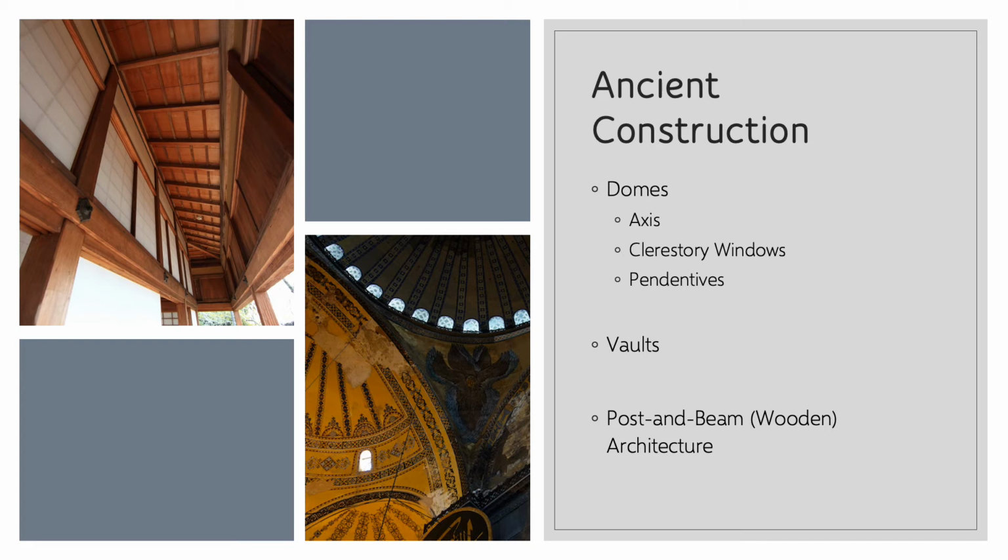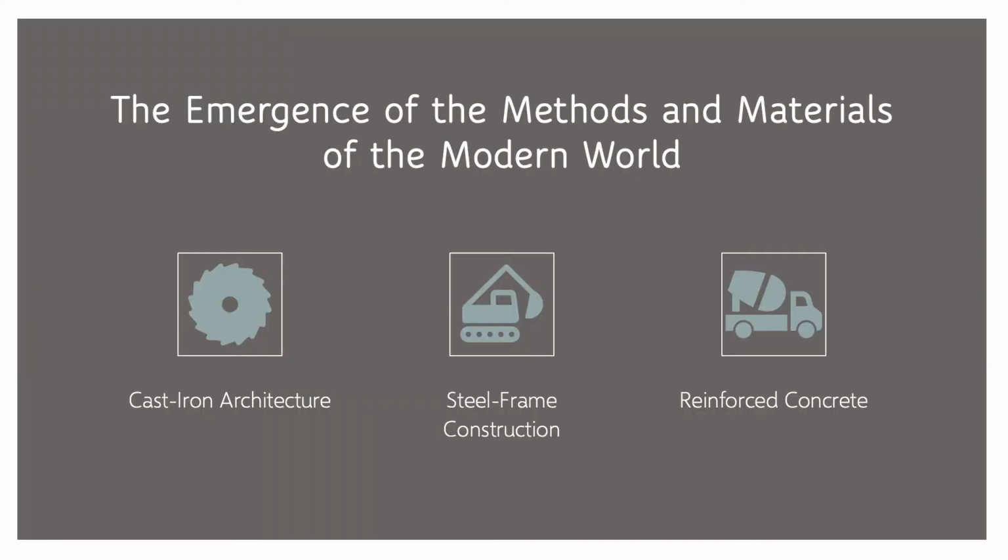Post and beam architecture is the picture to the top left. These are complex buildings to keep the building structurally sound. Cast iron architecture, steel frame construction, and reinforced concrete are all methods and materials of the modern world.